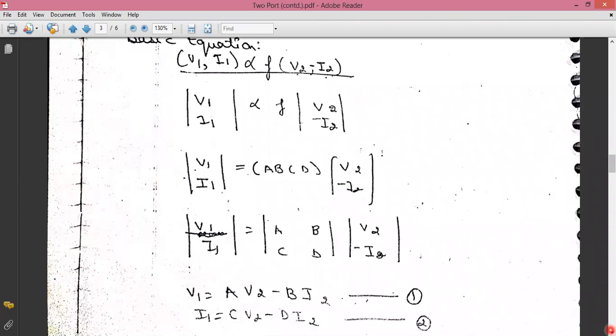Just a matrix multiplication. How can the matrix be multiplied? A matrix can be multiplied by multiplying rows into columns. So here V1 on the left hand side, row A and B, column V2 minus I2. So A V2 minus B I2, and here I1 on the left hand side is equal to C V2 minus D I2. So you are getting two equations now, that is V1 is equal to A V2 minus B I2, and I1 is equal to C V2 minus D I2.